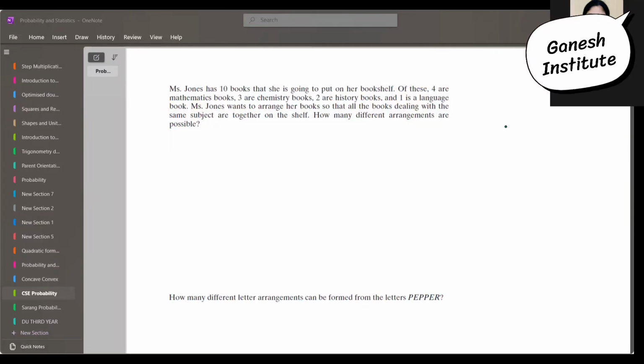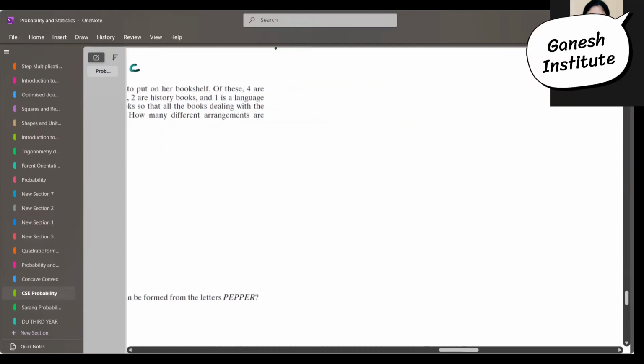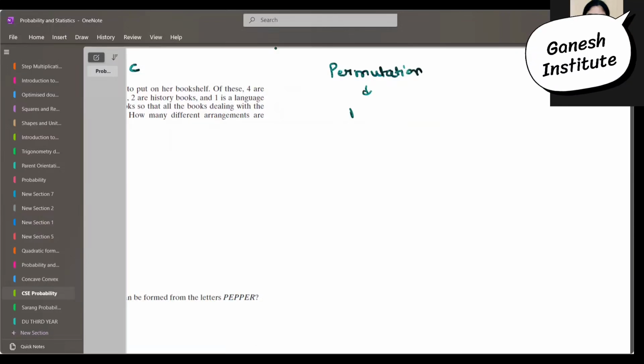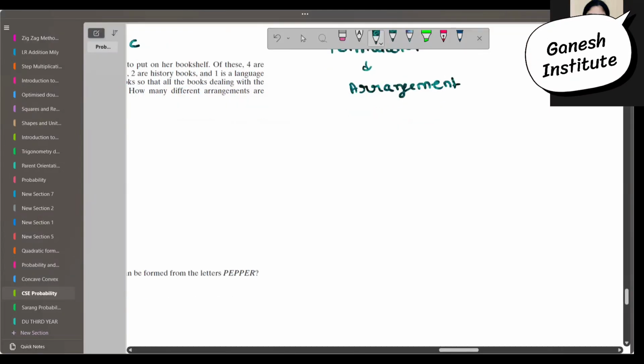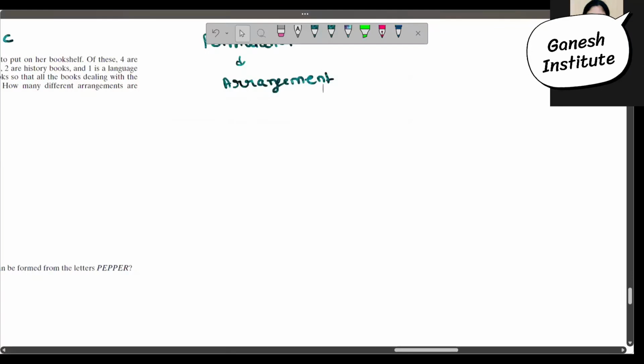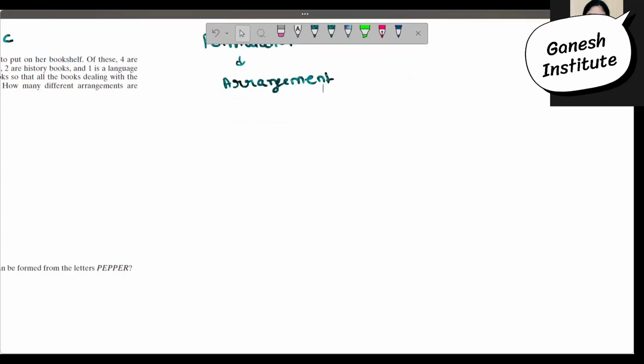Is this fine? Now, how does this work? When it is permutation, then we know it is arrangement. Permutation means arrangement, and we do it whenever we have different objects. For example, I have a maths book, a chemistry book, and a Sanskrit book, and I have to arrange them in the rack. So, of course, order matters. Wherever order matters, we need to apply permutation.